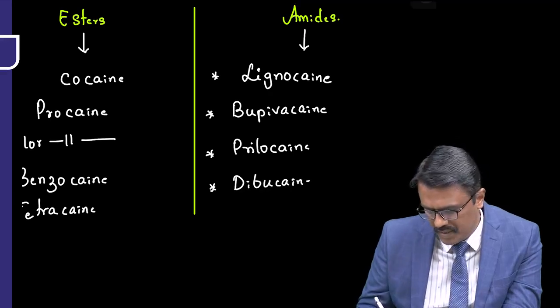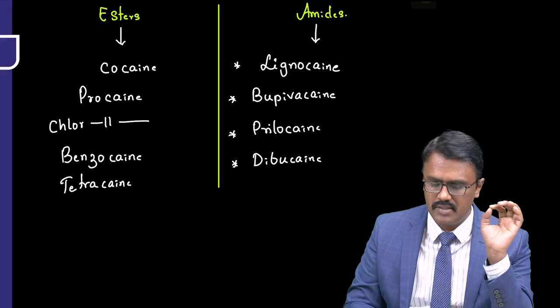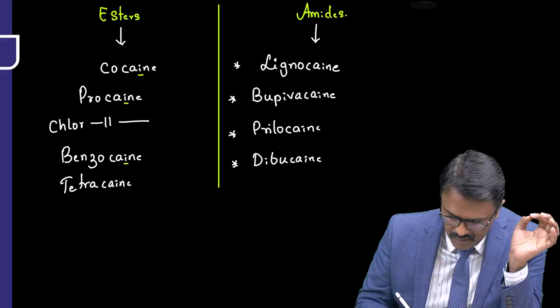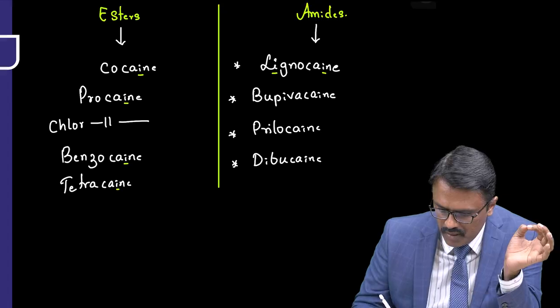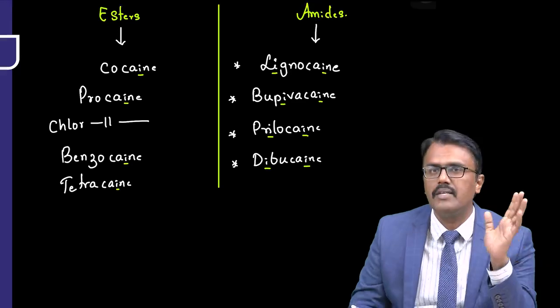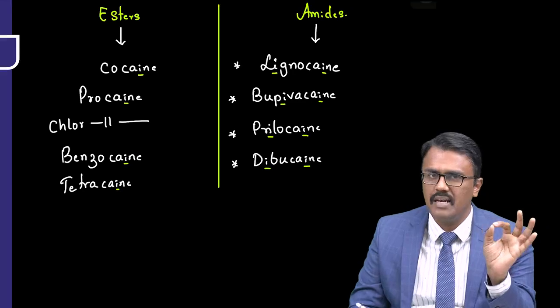Okay sir, how do I know whether it is an ester or an amide? Simple, there is a trick. If they have a single I in the name, they are esters. If they have double I, lignocaine has 2 I's, bupivacaine has 2 I's, prilocaine has 2 I's, then they are amides. So 2 I's means amides, single I means esters.